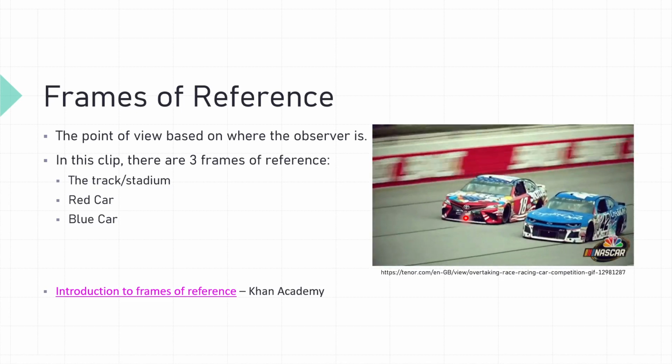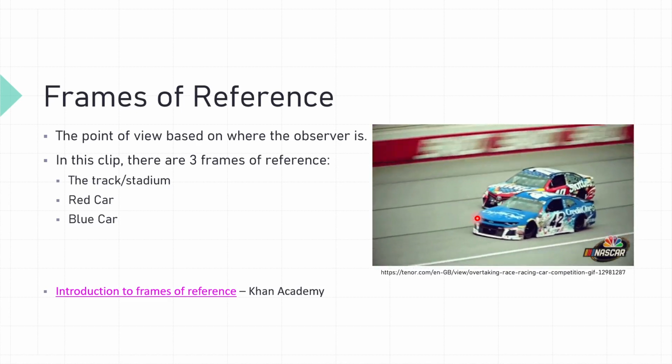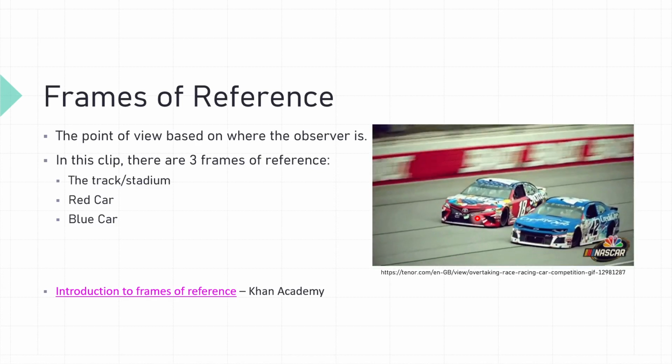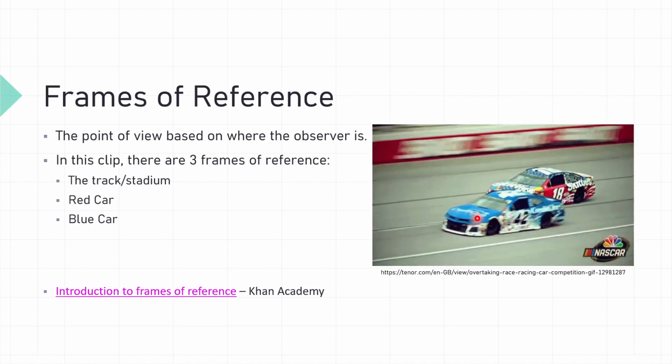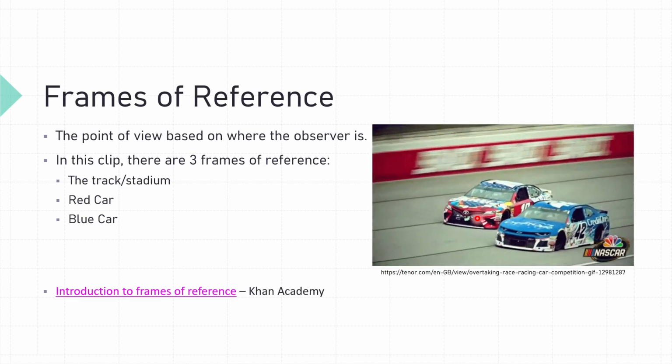On the flip side, we may say that the blue car, because it's moving faster than everything else, it's moving faster than the road, which is stationary, it's moving faster than the red car, which still has quite a large velocity, but not as big as the blue car. The blue car may experience or observe all other objects moving backwards compared to it.